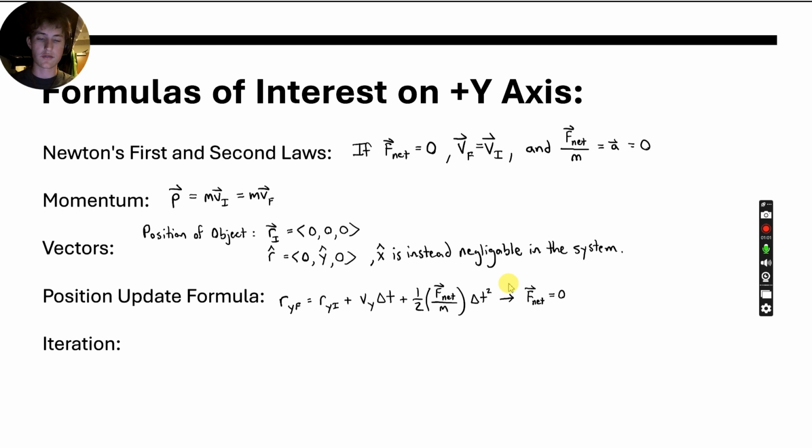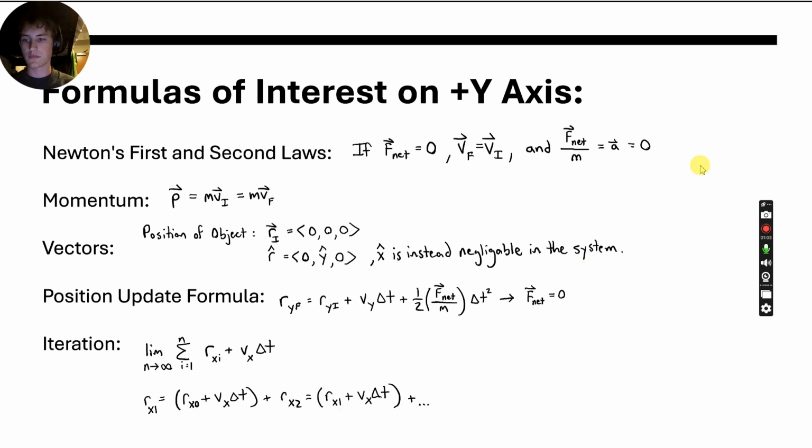And the last section is also negligible because force net is 0. And this can be iterated again, this time including the velocity in the y direction, and it can be included as a summation of the total values.